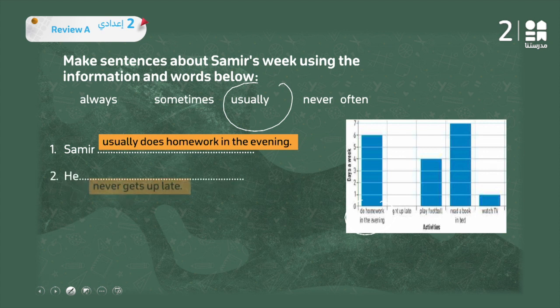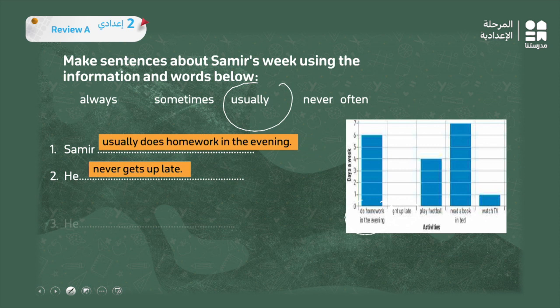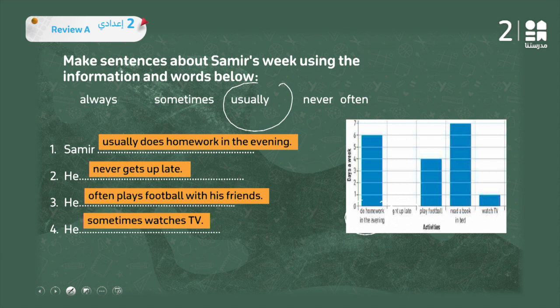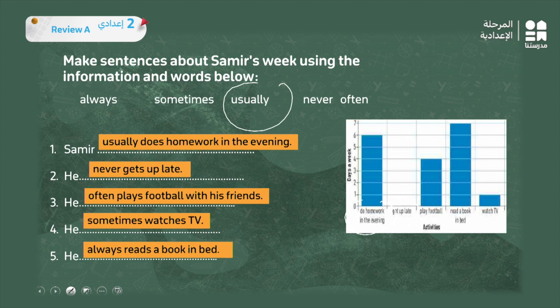Number 2, he never gets up early. Look here at gets up: zero, there is no way he does that. That's why I chose never. He often plays football, meaning frequently, a little less than usually. And number 4, he sometimes watches TV. Look, sometimes is very little, right after never. And of course if he does this all the time, I choose always reads. And if you noticed, usually, never, often, sometimes and always, all the keywords I put before the verb in the present simple tense.